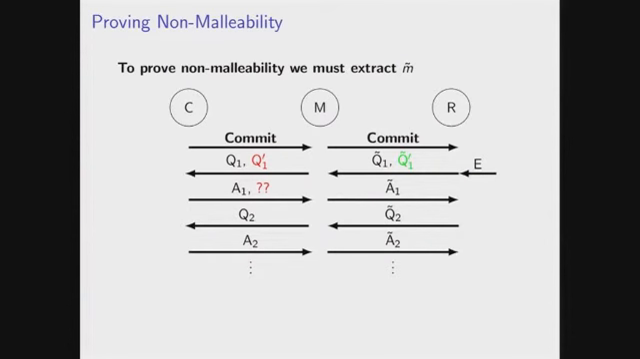We're trying to argue that the man in the middle knows what he's committing to independently of what's on the left, right? So our extractor has to be able to extract M tilde without using knowledge of M. That's really important to non-malleability.